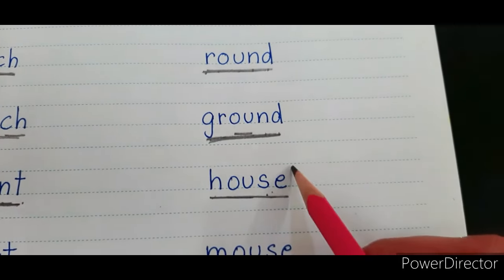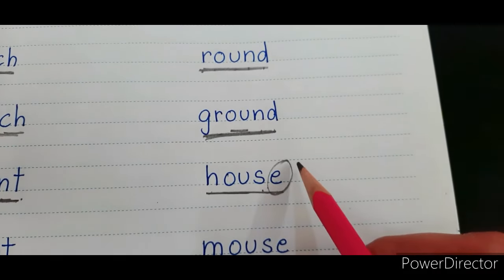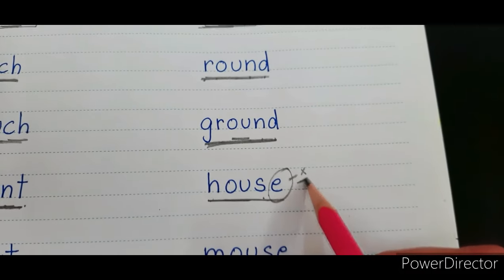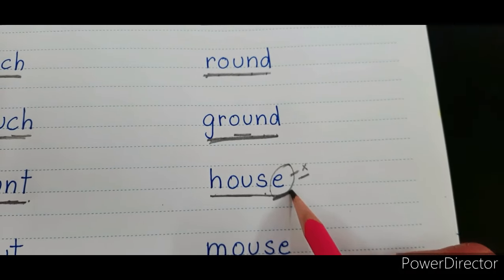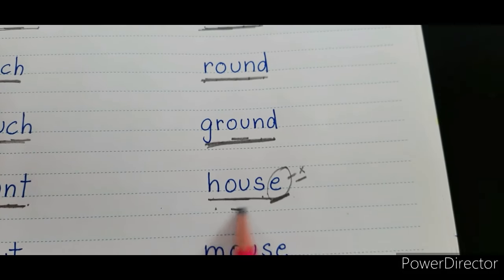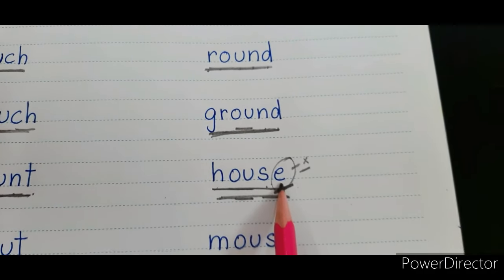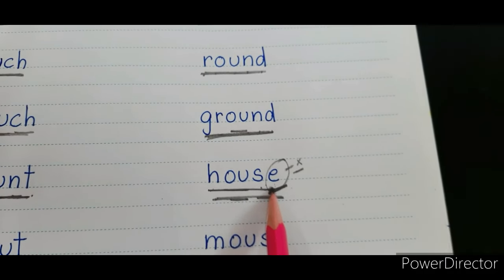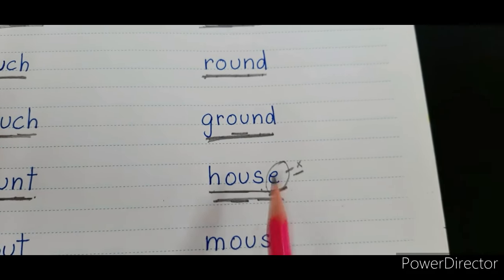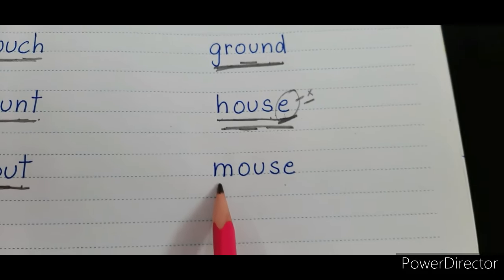In this word, this letter E, the sound of E is E, and this letter sound is silent. We do not speak this letter sound. So the word is house. H, ow, house, house. We have to write this letter, but the sound is silent. It is silent.